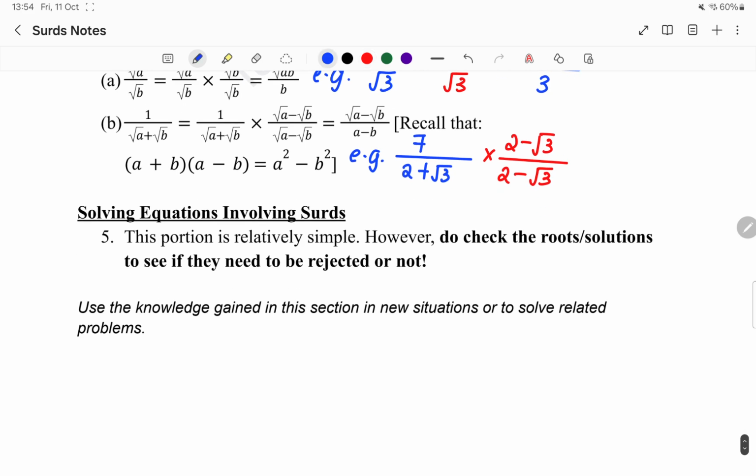Okay, so in the numerator, you will just expand. So it's 14 minus 7 root 3. Then the bottom is just 2 plus root 3 times 2 minus root 3. Agree?